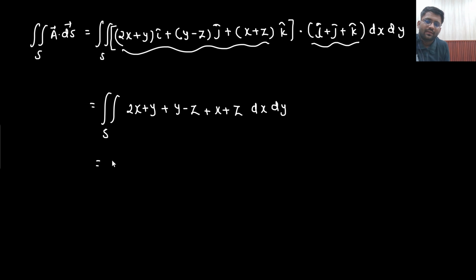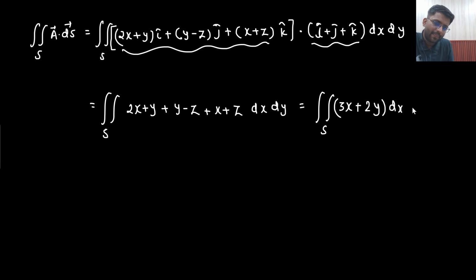So what are you getting over the surface S? This z and z is getting cancelled out. 2x plus x is 3x, plus y plus y will be 2y, dx dy. Do you know how to calculate this particular thing? The integral of 3x plus 2y dx dy over the region R. Do you know how to calculate this?